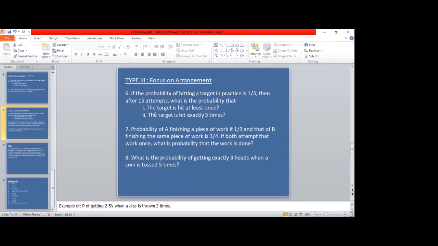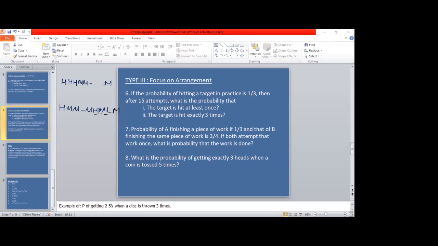Target is hit exactly 3 times. Let me denote hitting the target as H and missing the target as M. Hitting a target exactly 3 times means something of this sort: hitting, and then missing 12 times. Or any other combination, it could possibly have been hitting, missing a few times, then hitting again, then hitting somewhere in the middle and missing, and something of this sort.